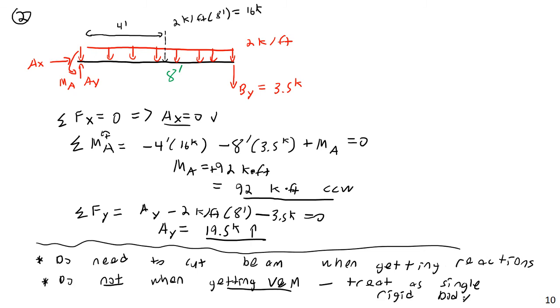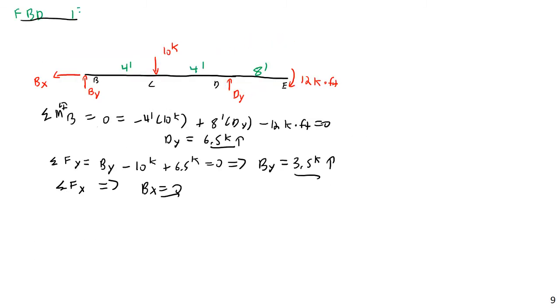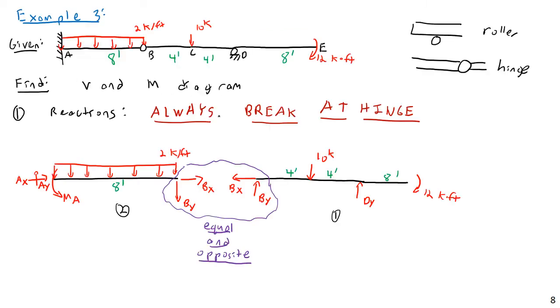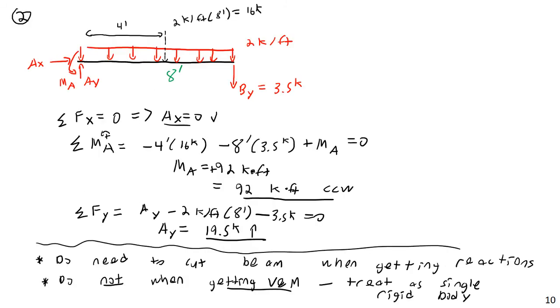Because remember, one of our first principles that we saw was that there is no jump in shear or moment at the hinge. So we shouldn't need to cut it. There shouldn't be any jumps there from the internal forces or from the force in the pin. So there should be no change in shear and moment there. So let me show what this looks like.